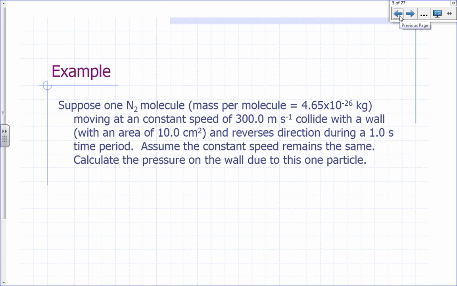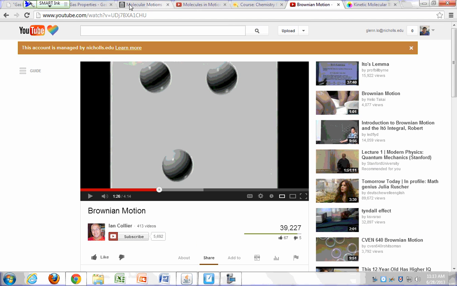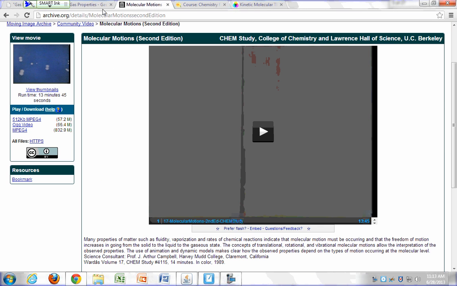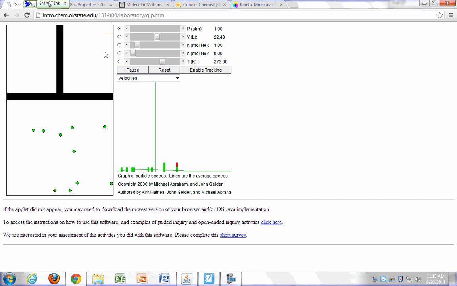Let me see if I can give you a way to visualize what pressure is. There are some really nice animations that you can look at. Let me pull that up for you. Gas properties right here. Here's a simple animation from Oklahoma State University. Here you have a molecular representation of a gas sample. Notice that they're very far apart. They're more or less free to move. What happens here is the collisions of the molecules against the wall exert a pressure on the wall.